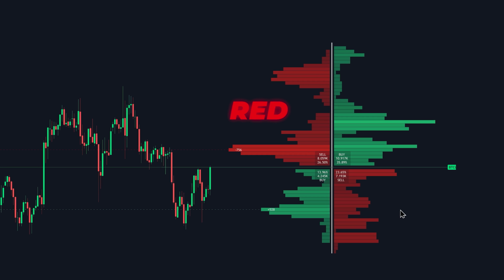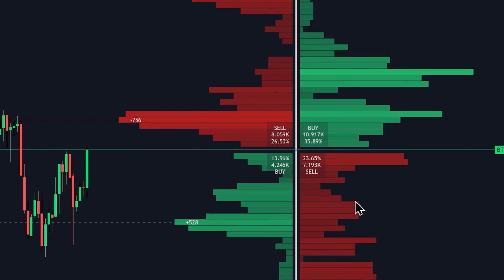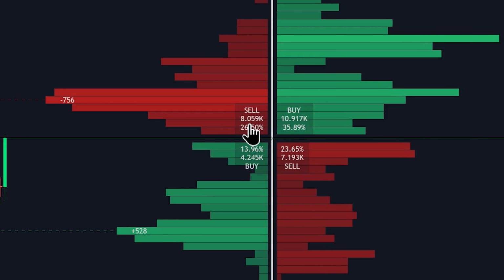Each quadrant carries a live label, so you don't have to guess. Red means sell, green means buy. The label also shows the total volume inside that quadrant and its percentage share of all volume and trading activity. When you add these 4 percentages, you get 100%.